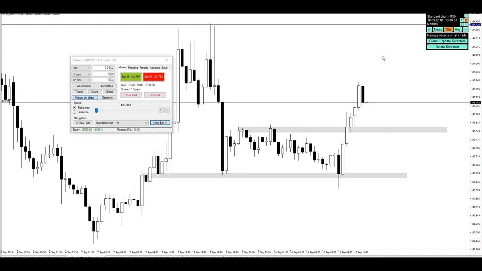I don't see the zone you drew. I don't know why. Can anyone else see the zone?